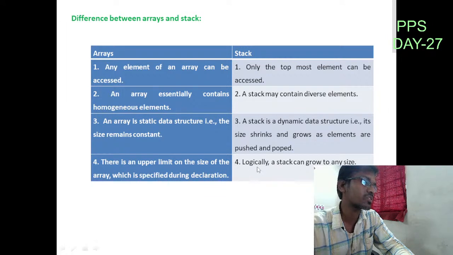Whereas in a stack, logically a stack can grow to any size. Why? Because the stack is a dynamic data structure. So it's not required to specify the size of the stack. It will grow, or it will shrink, to any number of elements. So this is the difference between arrays and stacks.